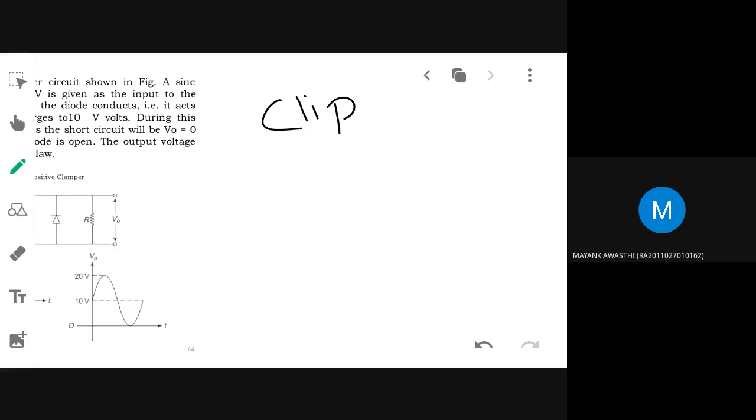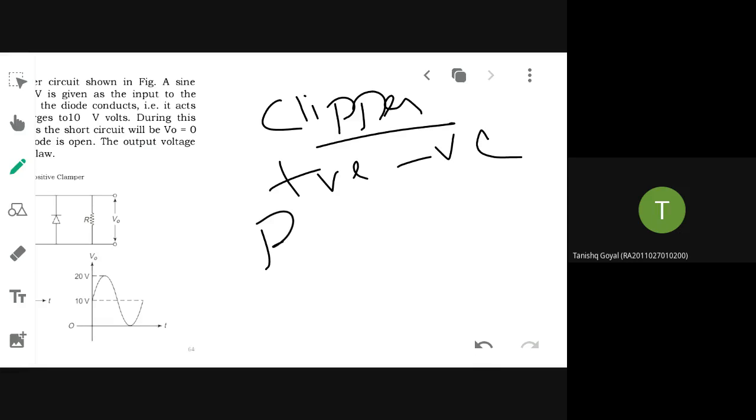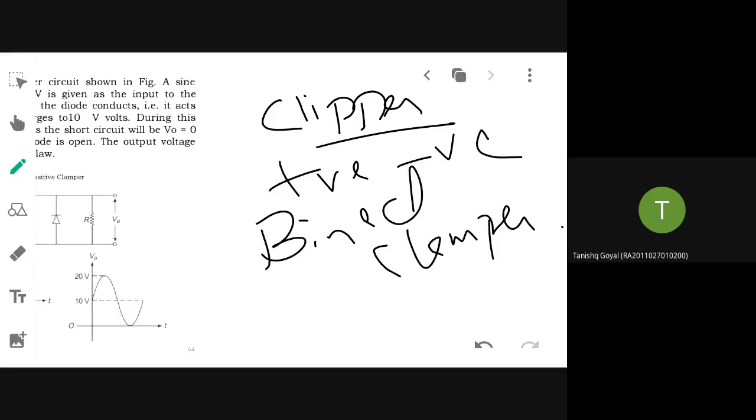Clipper. Under clipper, what are the categories that you will be having? Positive, negative, and biased positive, biased negative. Under clamper, what will you have? Positive, negative, and biased positive, biased negative. Okay, that's all.